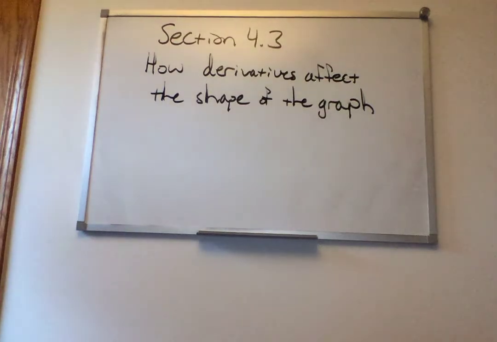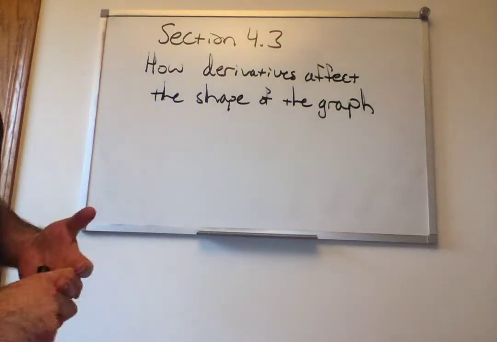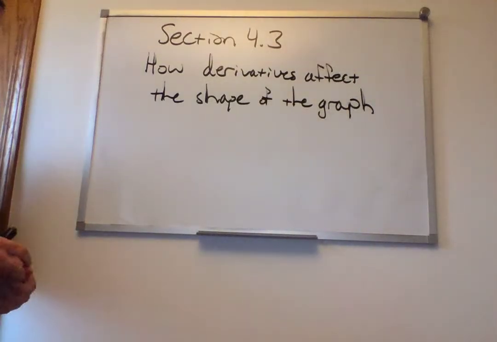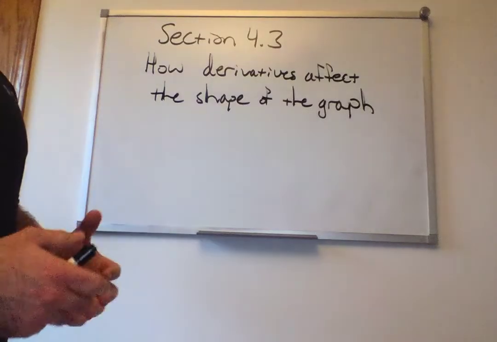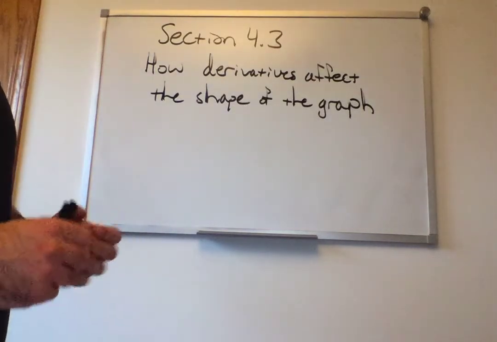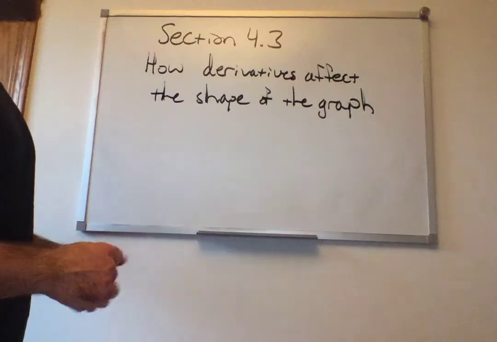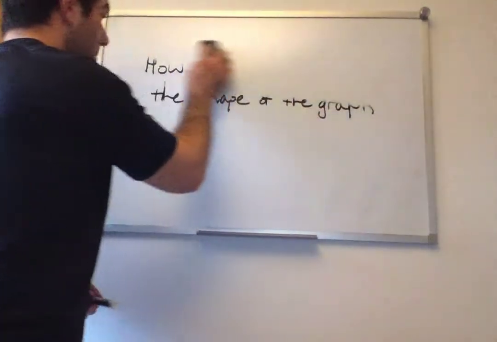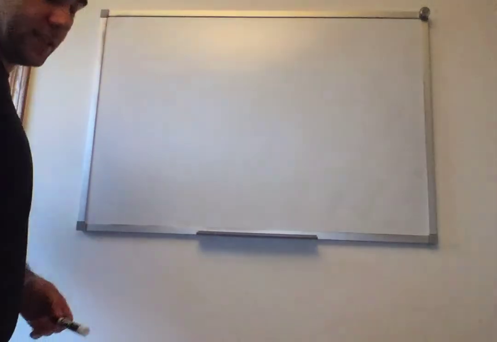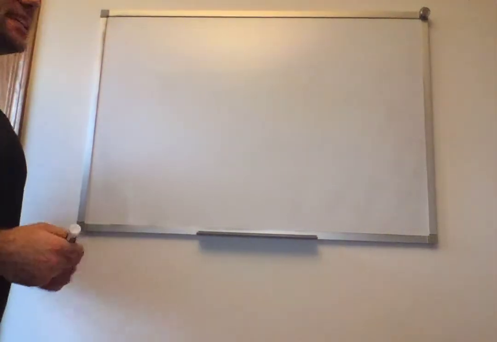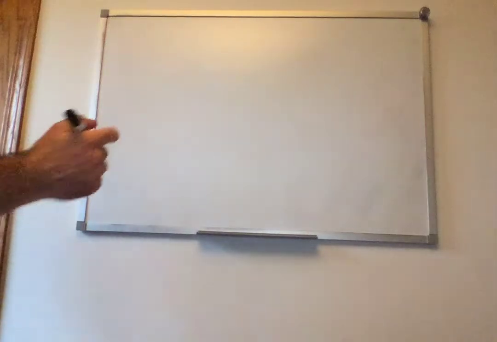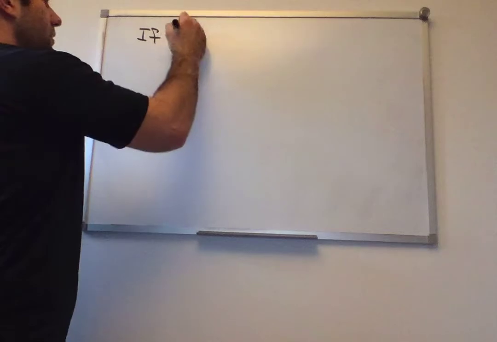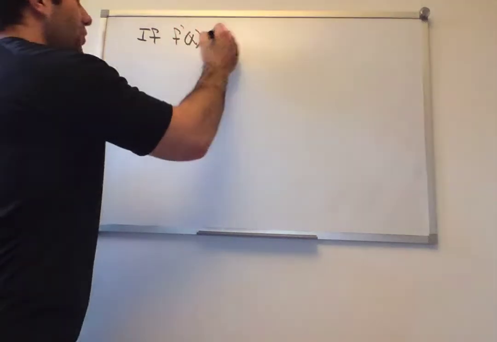Alright, in section 4.3, we're going to talk about how the derivatives affect the graph. When we find the derivative, by studying the derivative, what information can we get from there that tells us about the original function? Okay? The first thing that we're going to talk about is just a test. It's the increasing and decreasing test. What it says, there's two parts. It says, if f prime of x is greater than 0.